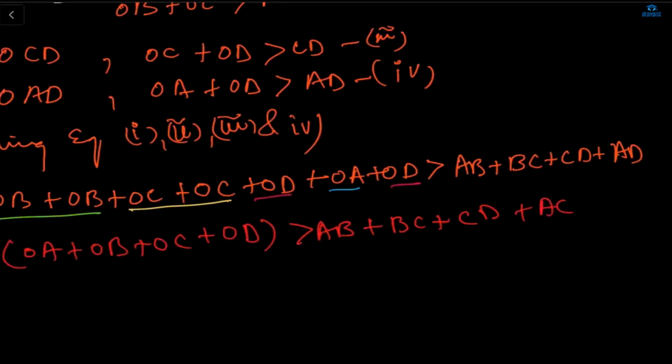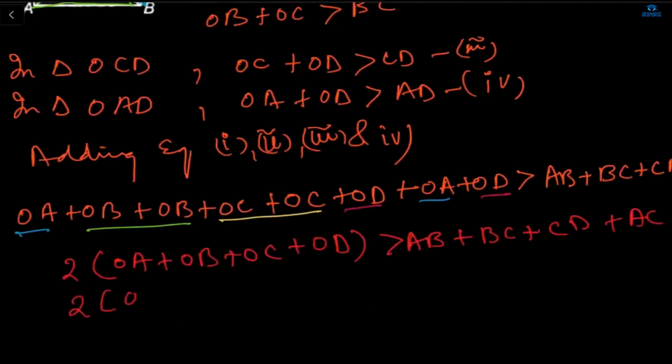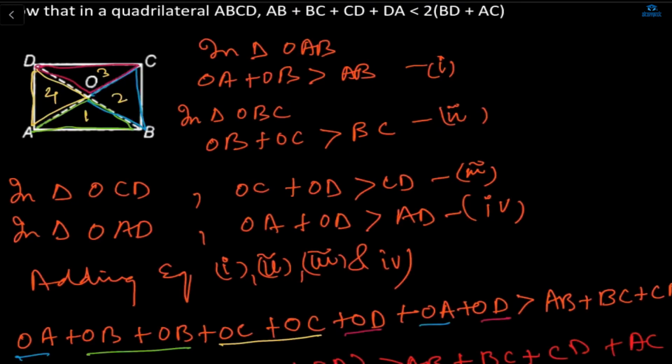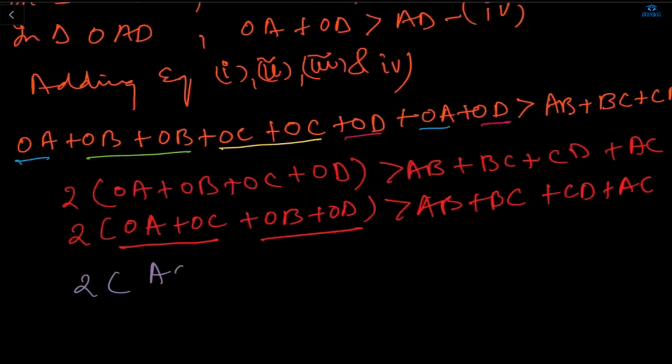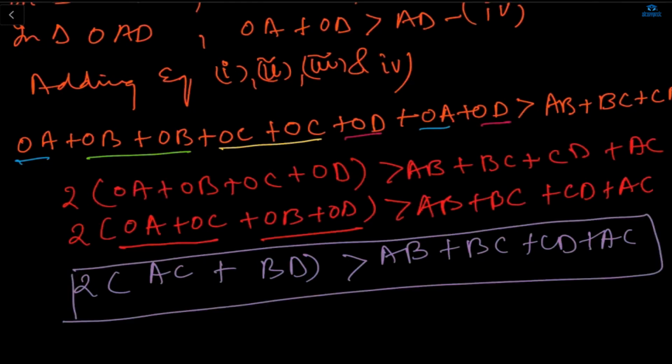Now you can see the diagonals. I will be rearranging: 2 times OA plus OC plus OB plus OD is greater than AB plus BC plus CD plus AD. Now if you see these 2 values, OA and OC, they make one line, the diagonal AC, and OB and OD make the other line, BD. So you can directly write 2 times AC plus BD is greater than AB plus BC plus CD plus AD. Hence proved. This only was asked to prove. These are the diagonals and these are all the sides.